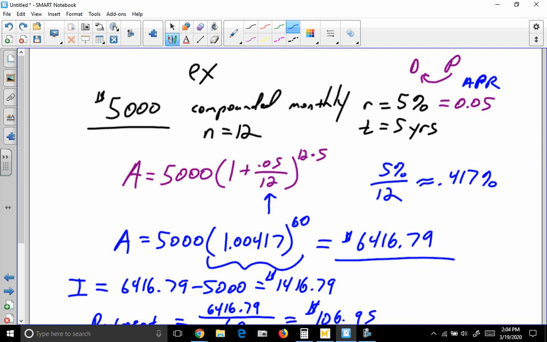So what's important is converting our rate to a decimal, plugging the values in the proper places, and then doing order of operations. Inside the parentheses first. On the inside, we have to divide before we add, and then we do our exponent, and then we multiply.